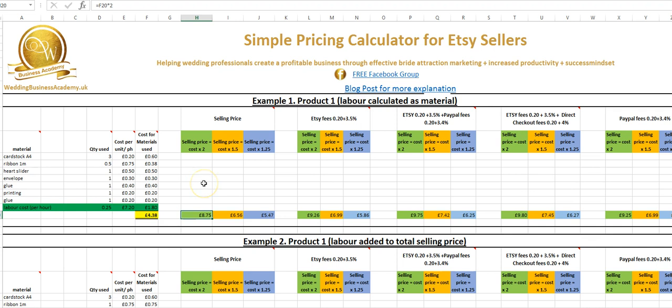But because I had a low cost product, a wedding invitation, I basically need to sell in volumes.